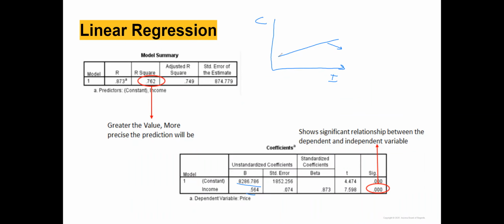So it's like constant. This is the constant value. This is cost, and this is the slope of this line, that 0.564. And you can again see if the result is significant or not, looking at the significant value. So this is linear regression.